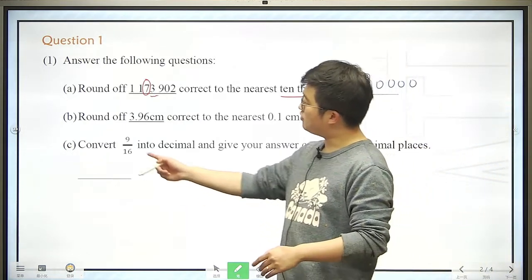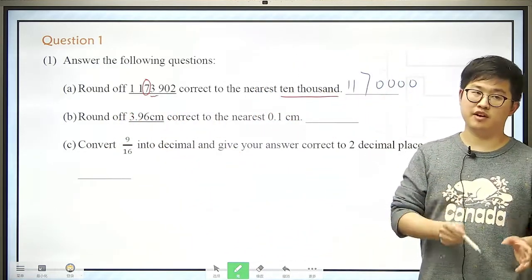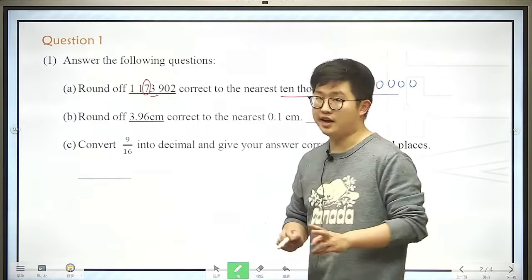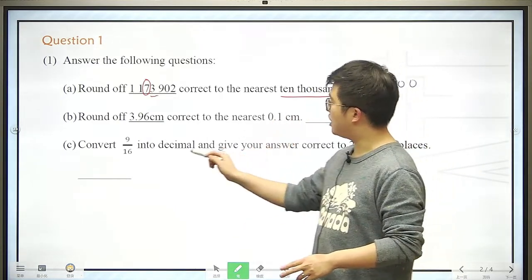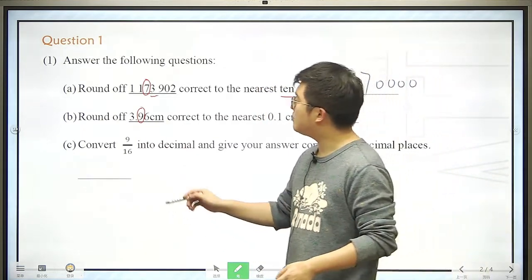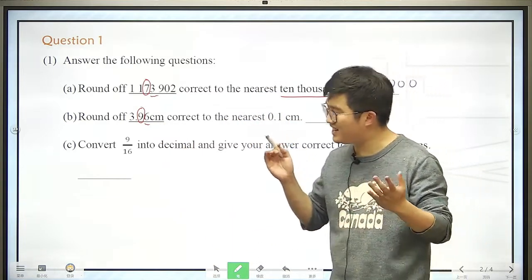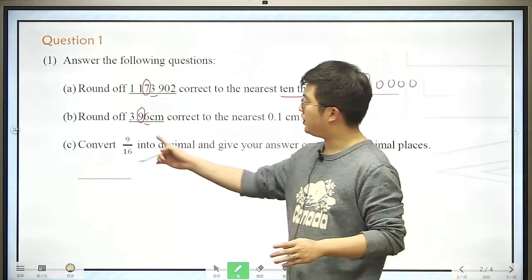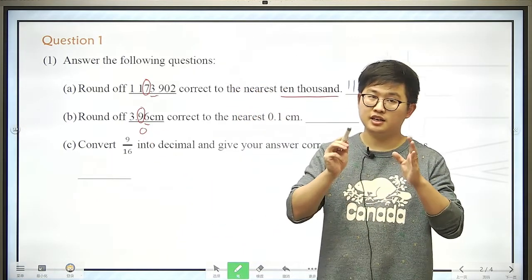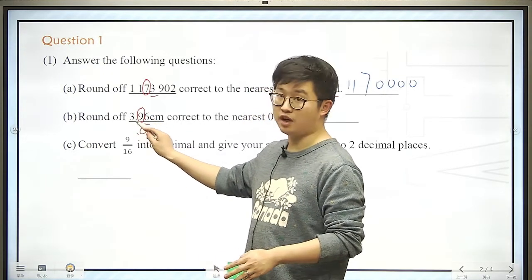Now let's move on to the next one. We round off a decimal, correct to its nearest 0.1 centimeter. In the same way, we need to find the digit we need, 0.1, which here is a 9. And now the number following it is 6. So 6 means what? It means we need to add 1 to this 9. So 9 plus 1 goes to 10, but we leave the 0 here, and the 10 means we need to add 1 to the 3 too.